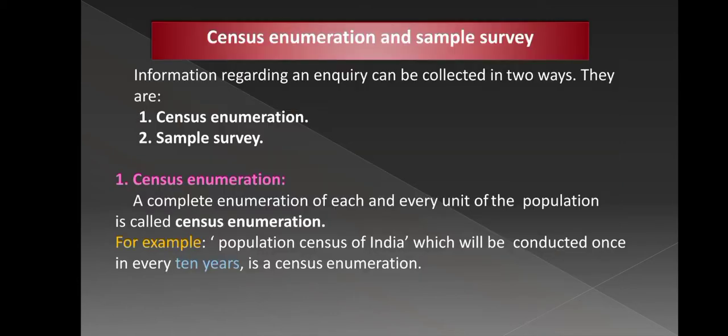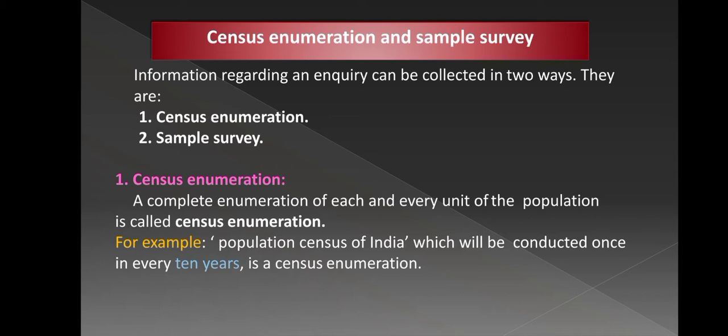So, census enumeration and sample survey. Information regarding an enquiry can be collected in two ways. When we are doing an enquiry and collecting the information, it can be collected in two ways. They are census enumeration and sample survey.